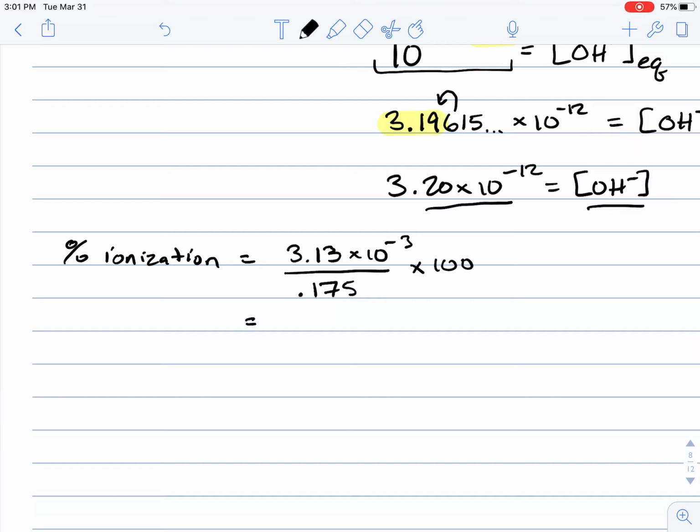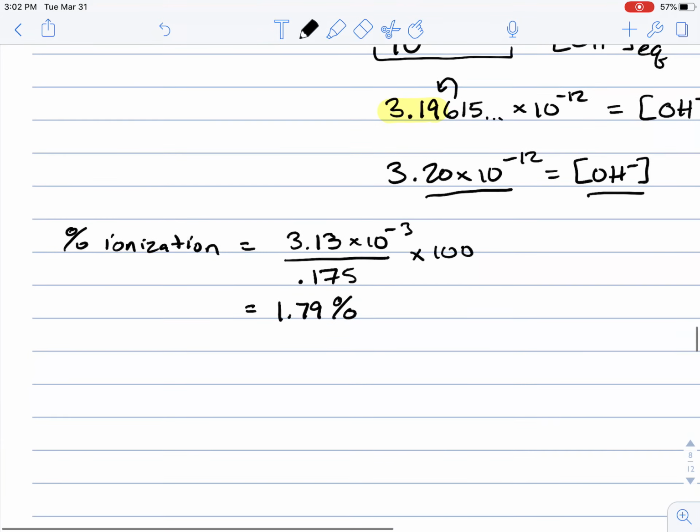The percent ionization is 1.79, rounded to the correct number of significant figures. So only 1.79% of the total population of dichloroacetic acid will ionize to produce H plus and the conjugate base. That's pretty small, and a small percent ionization once again reflects the idea of this compound being a weak acid. If it's a strong acid, then the percent ionization is probably close to 100%.